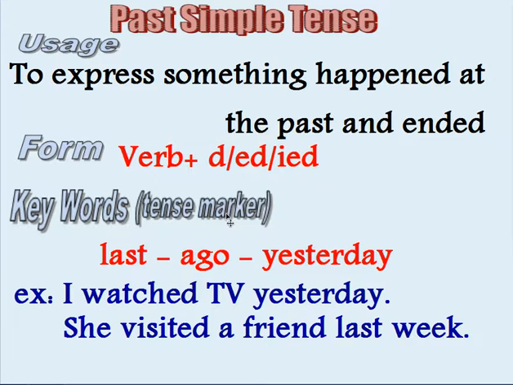The keywords, we call them also tense markers. The words that refer to the tense. If we find them, we must put the sentence in the past simple tense. Like last, ago, yesterday. For example, I watched TV yesterday. The tense marker here is yesterday. So I put the verb in the past. I add ed to the verb to watch. Watch is a regular verb, so it takes ed.